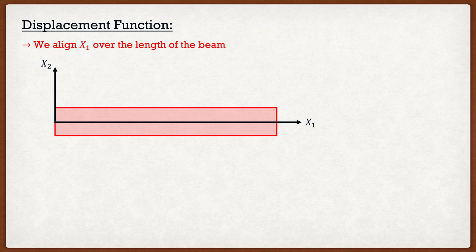Now notice that we also put the x1 axis through the centroid of the beam. As you guys are going to see, that's going to lead to a lot of simplification later on. So we typically place that x1 axis through the centroid of the beam. We do not place it at the bottom of the beam or the top of the beam. It makes it much easier to place it at the centroid.